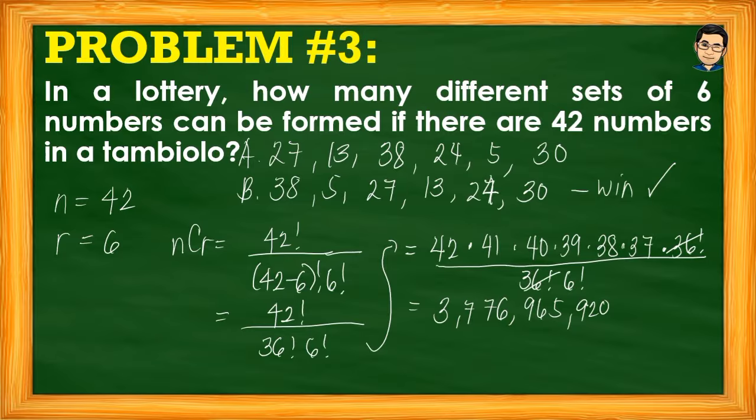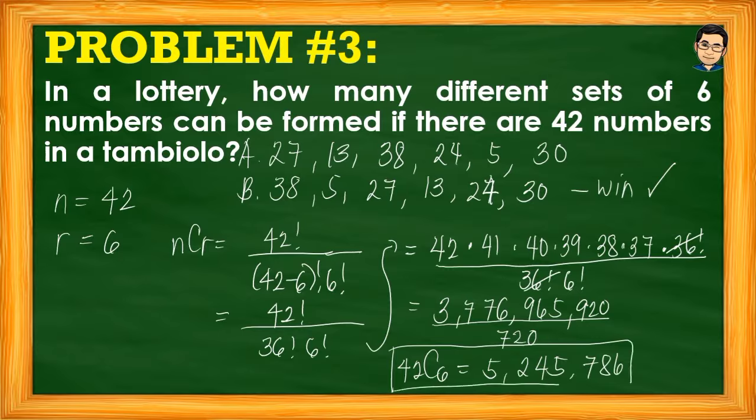No. We still need to divide it by 6 factorial, and 6 factorial is 720. So if we divide the numerator by the denominator, our final answer will be 5,245,786. So, ibig sabihin, meron po tayong ganyang kadaming sets of 6 numbers dun sa lottery.